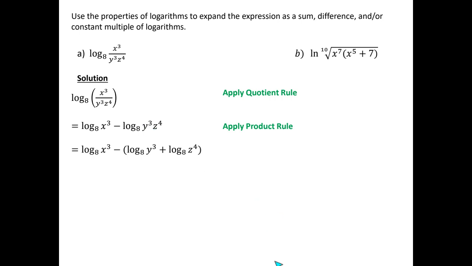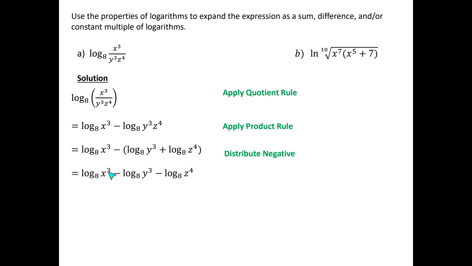Now let's distribute that negative into the parentheses. And we end up with minus log base 8 of y cubed minus log base 8 of z to the 4th. And then the last thing is, do we have any exponents?